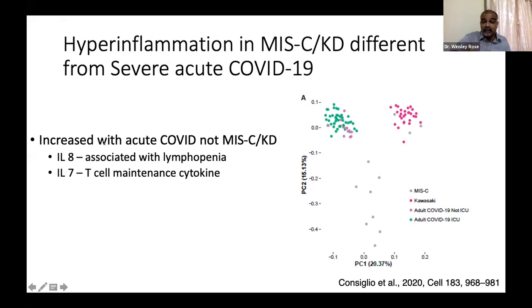It's the hyperinflammation in MIS-C and Kawasaki disease. There is a lot of hyperinflammation in both cases. That actually differs from severe acute COVID-19. How does it differ? With acute COVID-19, there is IL-8 produced, which is associated with lymphopenia, and also increased IL-7 production, which is a T cell maintenance cytokine. Whereas that is not so in MIS-C and Kawasaki disease.